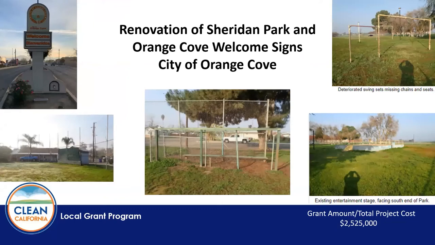So this is Sheridan Park in the city of Orange Cove. A little over $2.5 million in grant funding. This is the only park on their side of town, and it's been run down and rather dilapidated for a long time. I don't know if you can see very well the top right-hand corner of the picture. Those are actually their park swings, and they don't have any swings. Those are just the poles that are left. The condition of the park has deteriorated so much that they no longer hold Little League games here. The community is unable to use the park for much of anything.